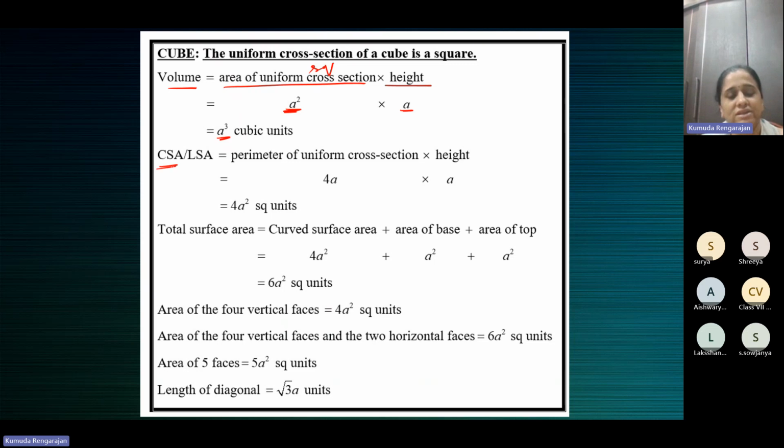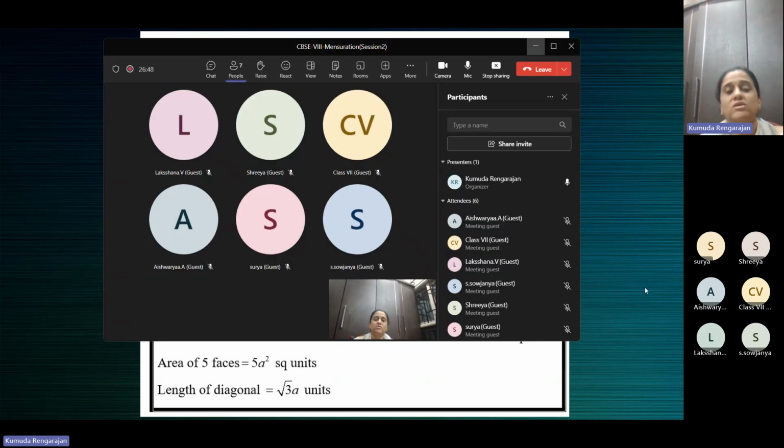The curved surface area, also called the lateral surface area. I didn't tell you this, let me tell you that first. For a solid that has a uniform cross section, the curved surface area or the lateral surface area is given by perimeter into height.